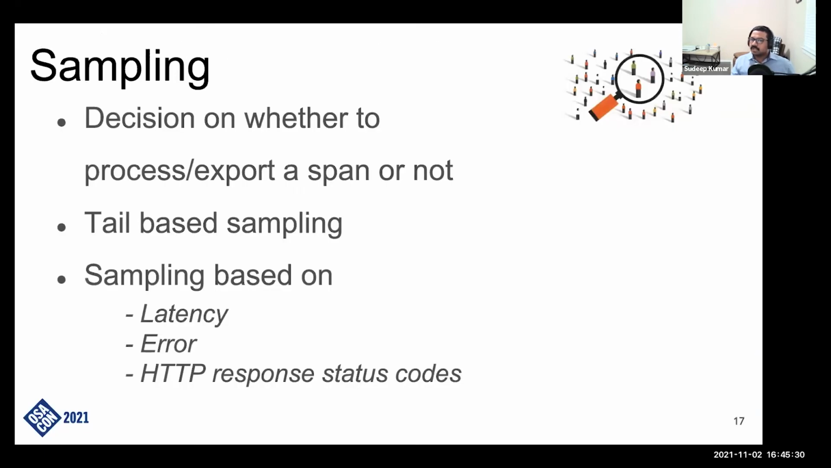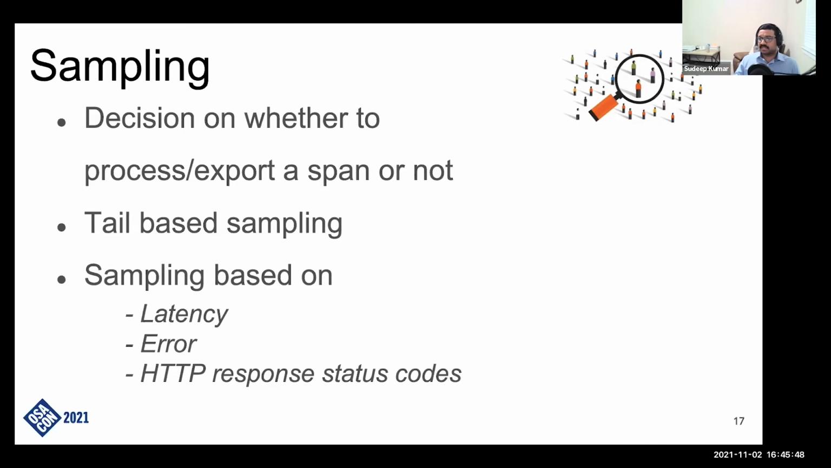Now sampling. This is a topic of high context; people have strong opinions about how you want to do sampling. Basically, sampling means that you're taking a decision on whether you want to export a span or not. And you have different ways to do it.